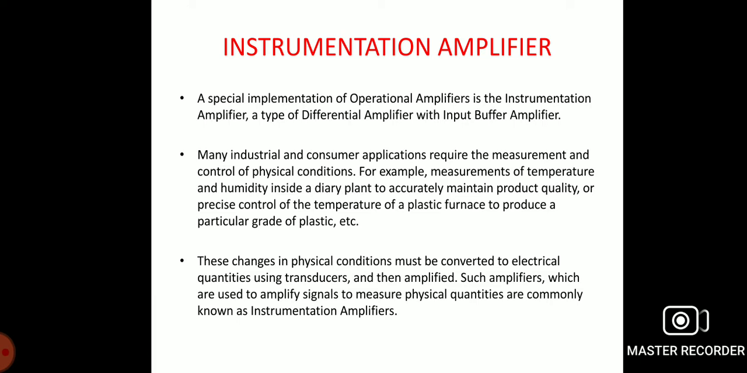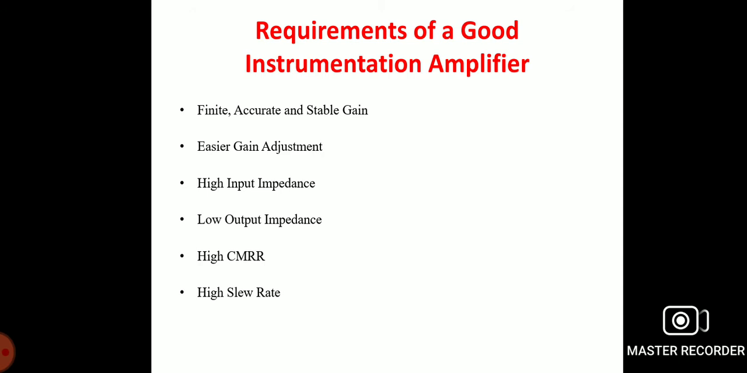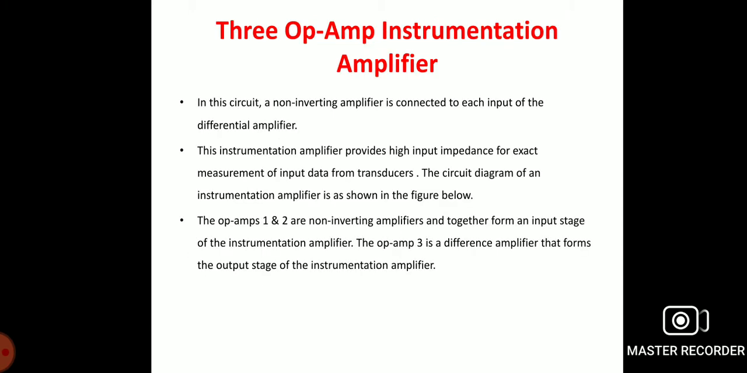Now, what are the requirements of a good instrumentation amplifier? There are so many requirements. First one is finite, accurate and stable gain and easier gain adjustment, and also high input impedance and low output impedance, high common mode rejection ratio, and finally high slew rate. Now we can discuss the three op-amp instrumentation amplifier circuit.